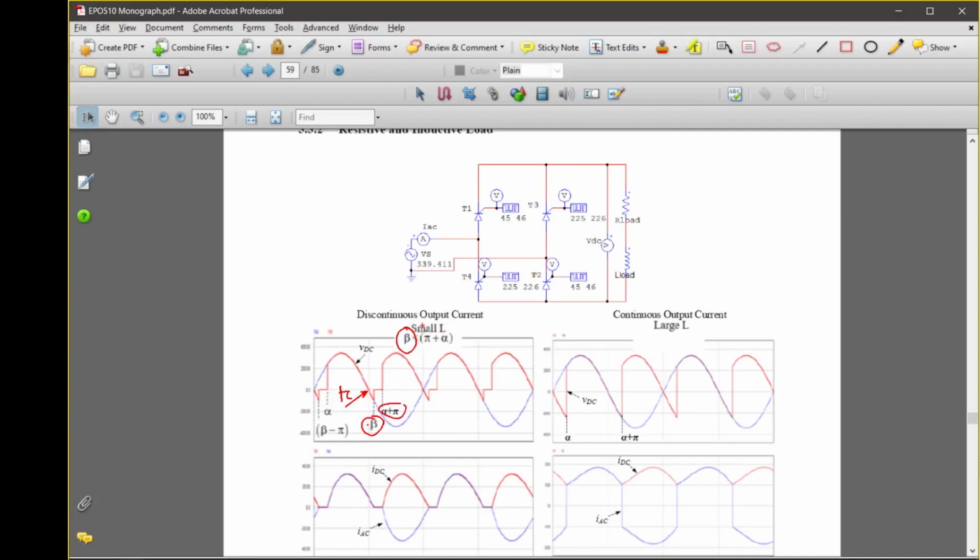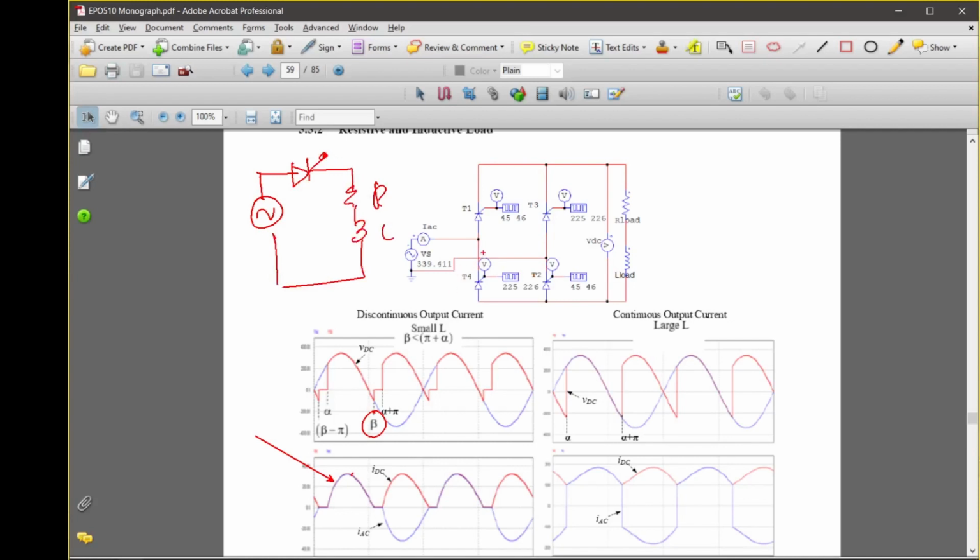Okay, so if you calculate and you find that beta is less than pi plus alpha, then definitely this is discontinuous operation. So how do we get this beta? By looking at the current equation, isn't it? To get that beta, we need to find the current equation for this circuit. And if you look at the current equation waveform, this is similar to the half wave rectifier, the half wave rectifier that we had before when we considered the R plus L circuit.